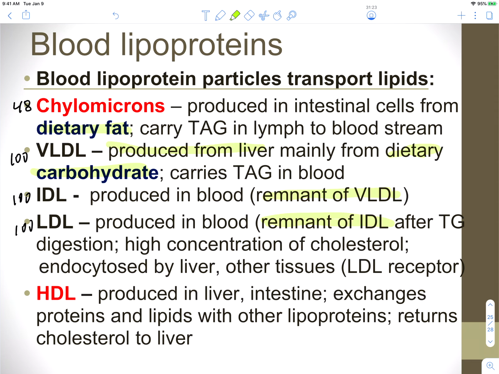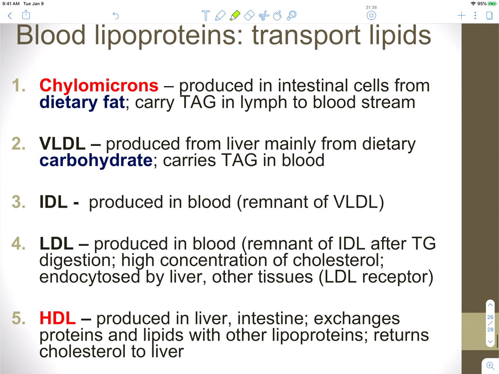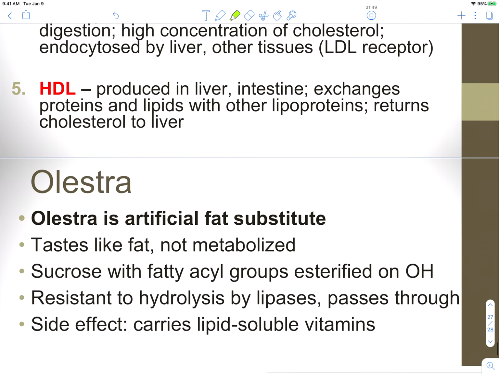High-density lipoproteins are going to be produced in the liver as well as in the intestine, and they're going to be able to exchange different proteins and lipids with others, and they also help to return cholesterol back to the liver. Your chylomicrons are going to be produced in the intestinal cells, very low density lipoproteins from the liver, and then IDLs, LDLs are going to be remnants of your very low density lipoproteins.